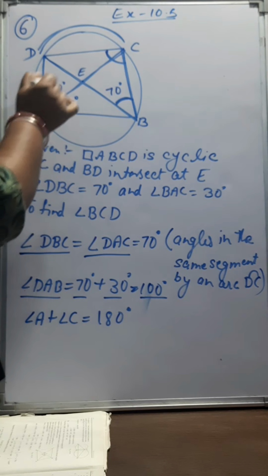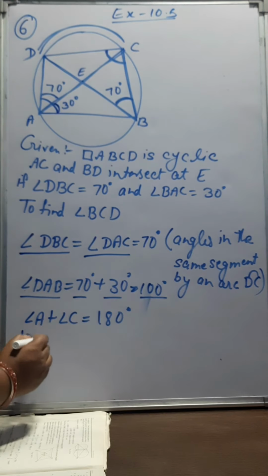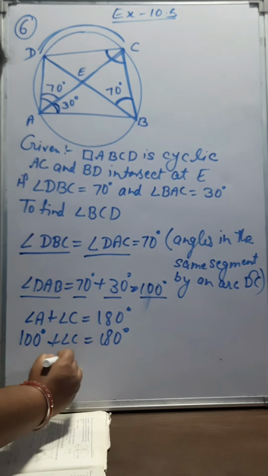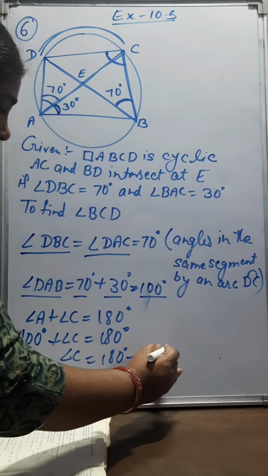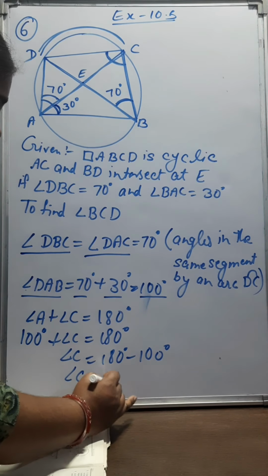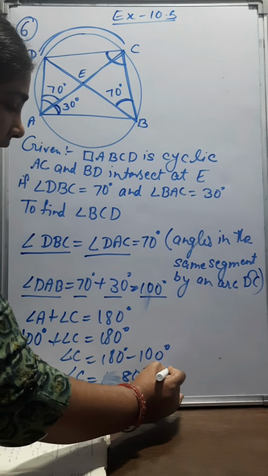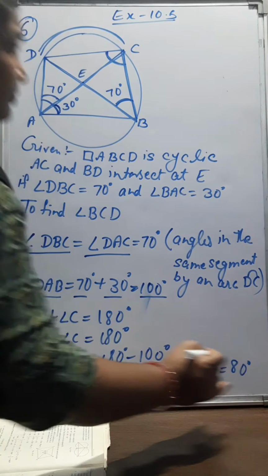Now angle A plus angle C is 180 degrees because these are opposite angles of a cyclic quadrilateral. So angle A is 100 degrees. So angle C can be calculated by subtracting 100 from 180 degrees. So we are getting the value of angle C as 80 degrees, or angle BCD is equal to 80 degrees.